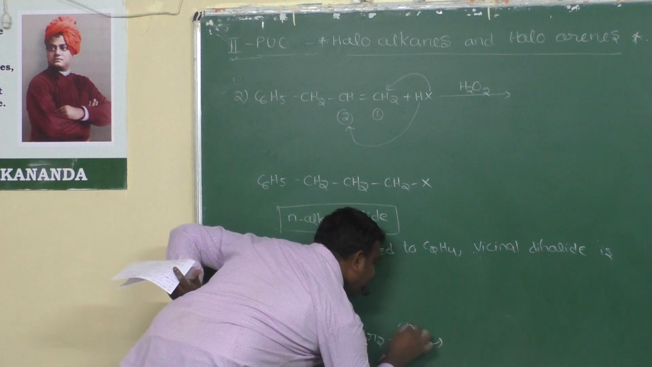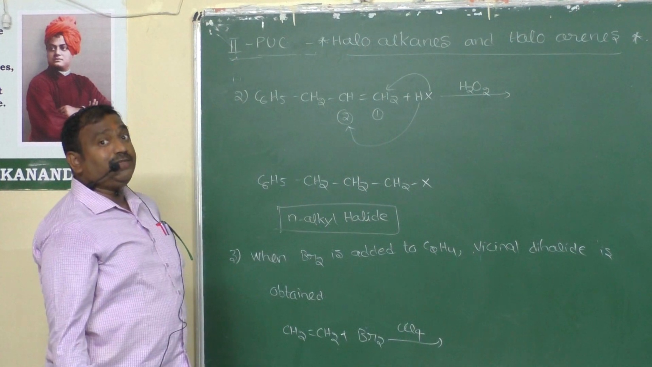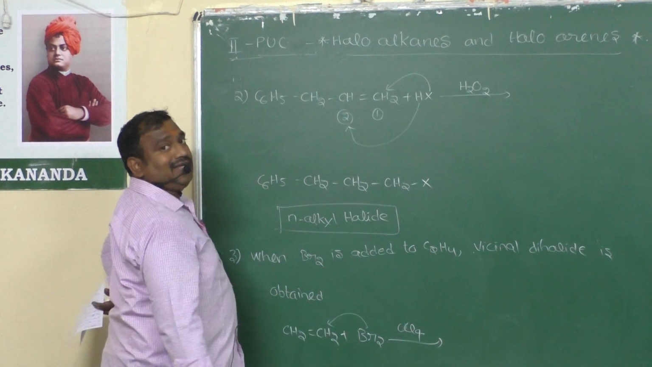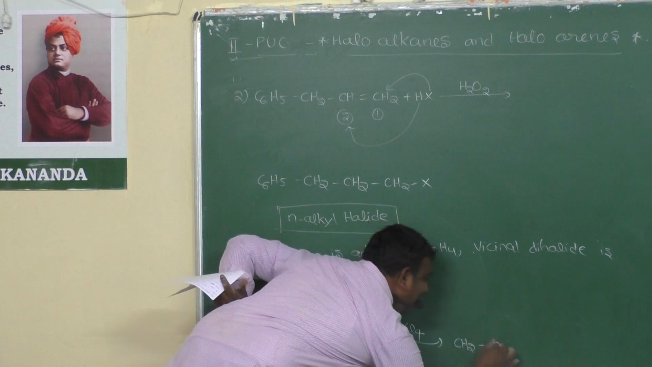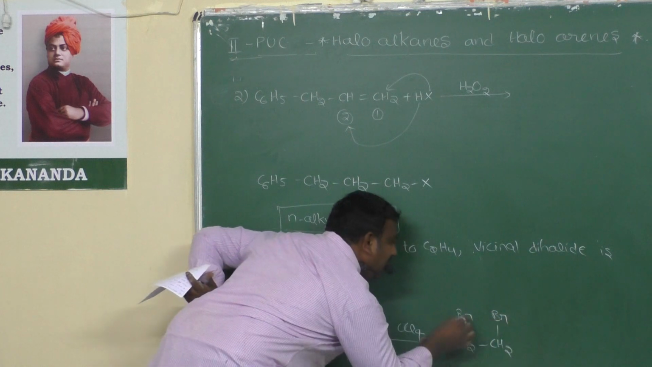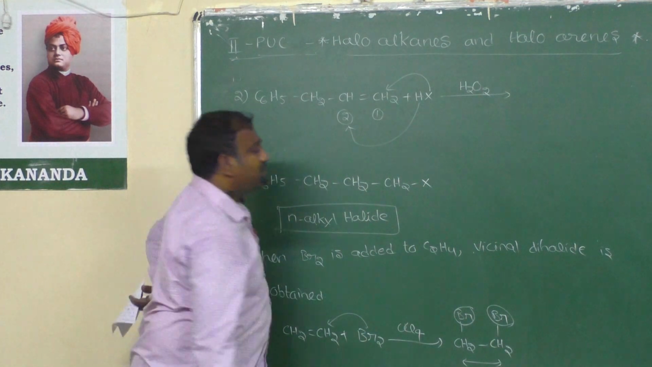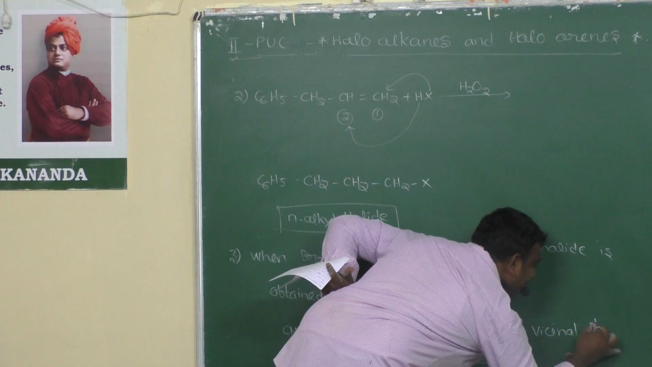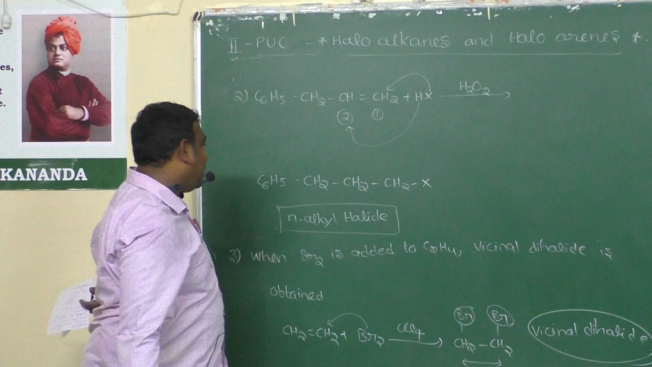Here, bromine is dissolved in CCl4, and it has a reddish brown color. On adding this bromine to an unsaturated compound, it loses its reddish brown color, which means the unsaturation decolorizes the bromine. Here, two halogen atoms are added to adjacent carbon atoms, so it is called a vicinal dihalide.